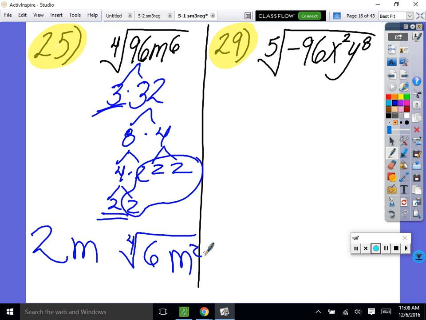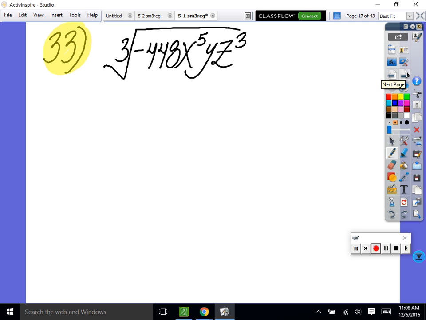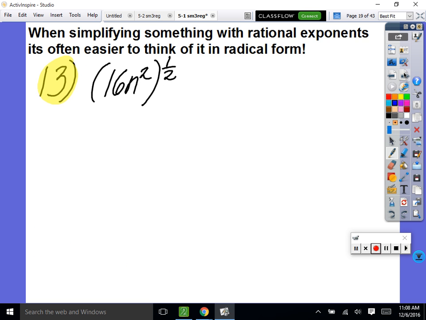Okay. So 29, I saw people get something wrong on the quiz. Is the fifth root of negative 96 going to be i? No, right? It's just going to be a negative answer. Okay, good. Just making sure. We've already done that one. We've done that one, and we've done those. Okay, we've done all of those.